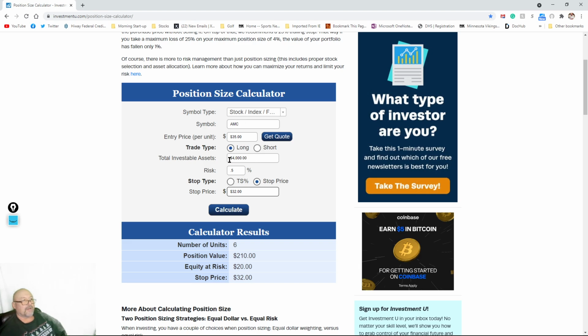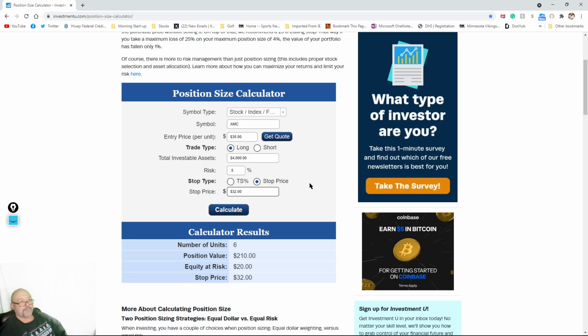Whatever you do, all you have to do is enter your ticker, your entry, your $4,000. Of course, that's going to change, but right now it's 4,000, and you put in 0.5%. And then you put in the proper stop loss or stop price, which in this instance is $32. So what does that do? That tells us how much we should put into the trade.